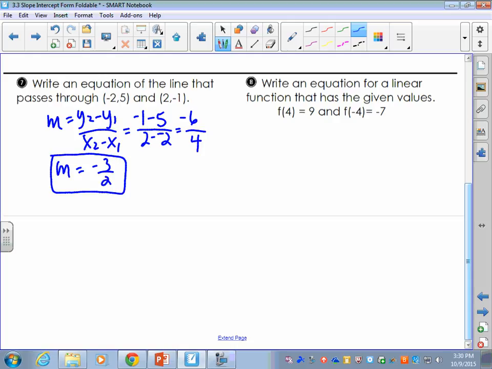Now we're going to plug it in using a given point. Well, I already have a point. We have this first point. It doesn't matter which one you use. We've got to use one of your given points. We know that's the x and a y. So instead of writing y, I'm now going to say 5 equals the negative 3 over 2, because that's my m, times the negative 2 plus b. And we're going to solve for b.